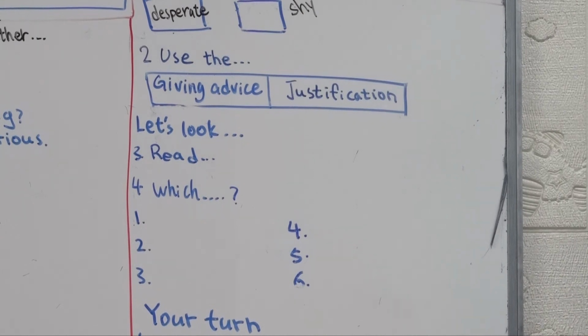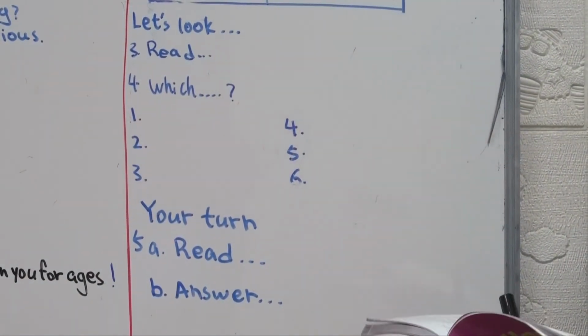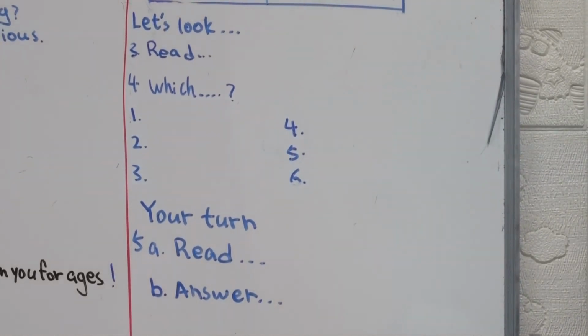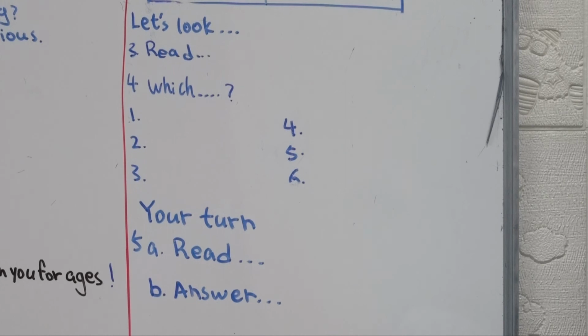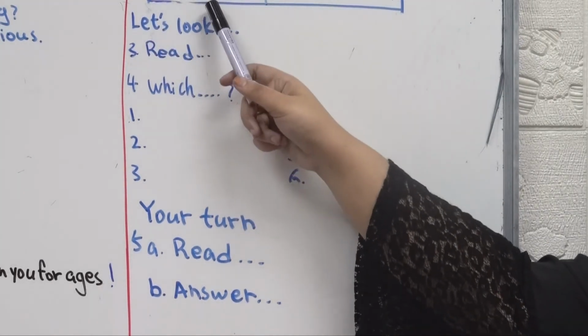Okay, so here are my answers. Please discuss them with your parents or your friends, okay? Now, let's look closer. Read the email, and underline the phrases Pete uses to give his advice. So here you have to read the email and underline the phrases that he has used to give his advice. For advice, the phrases are here.